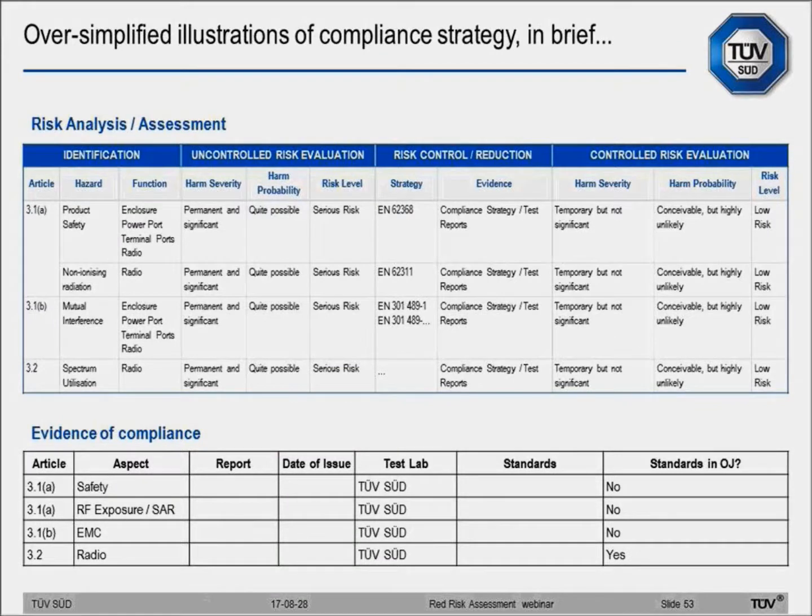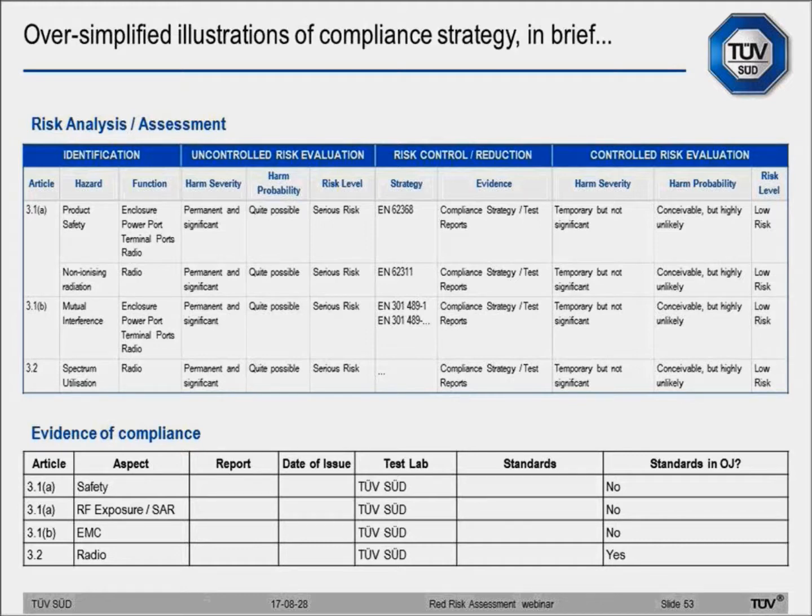Here's an oversimplified example of a risk assessment. Please note that this is not adequate on its own, but it does illustrate column by column from left to right the risk assessment process from beginning to end, covering identification, risk evaluation or analysis, risk control measures, collectively providing the risk assessment.